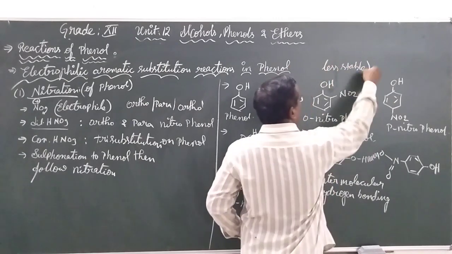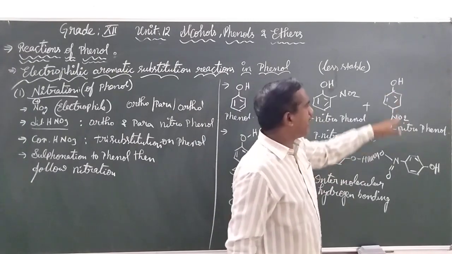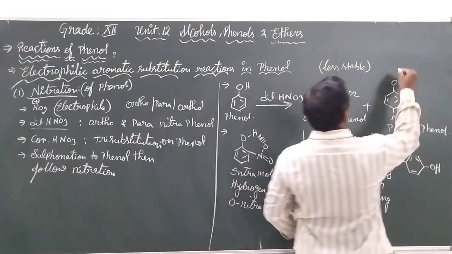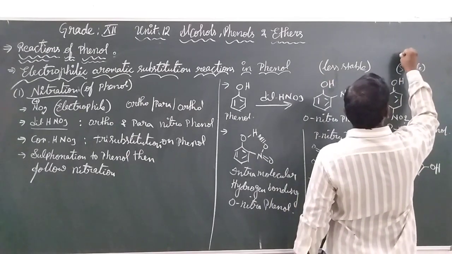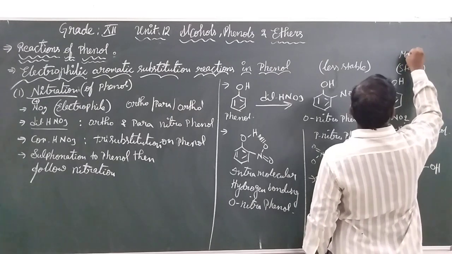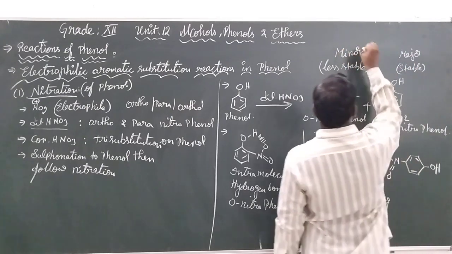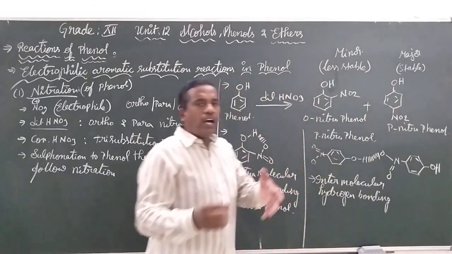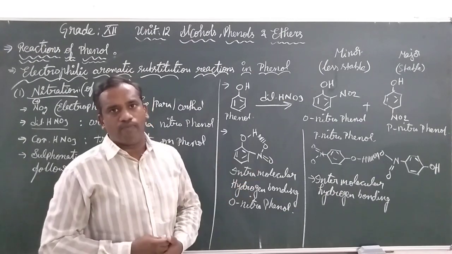Whereas the group of atoms are far away from each other here, hence their stability is more. Hence we can call it the major product, and the other the minor product. Whenever we get two compounds in a single reaction, we need to separate them.